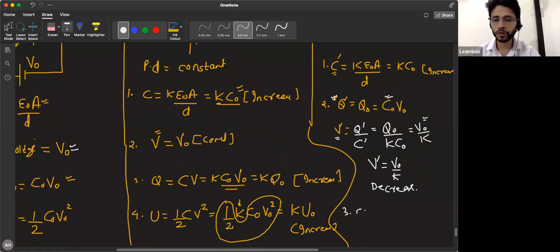Third point, what about charge? As we have already discussed, charge will not change. Charge will remain constant.